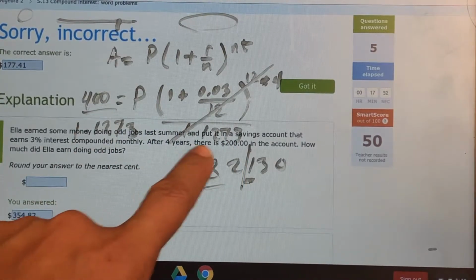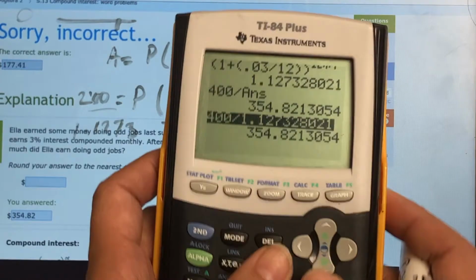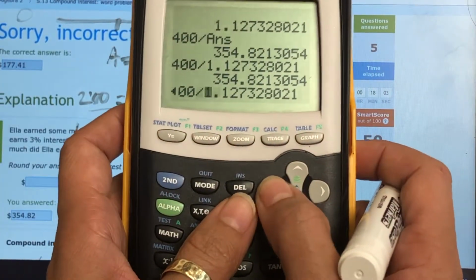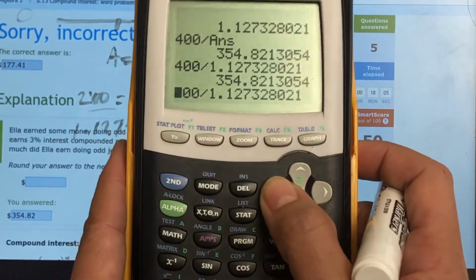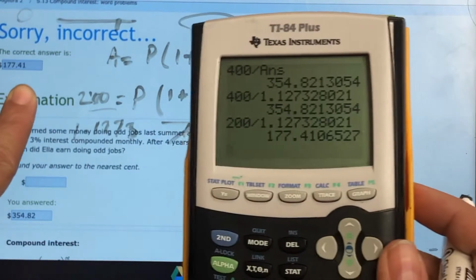Where did I get 400 from? All right, so I put in the wrong value here. It should have been 200. And I'm going to show you how that corrects it. So I'm going to go to where I said 400 and change it to 200 because I was tripping. And then I press enter, I get the 177.41.